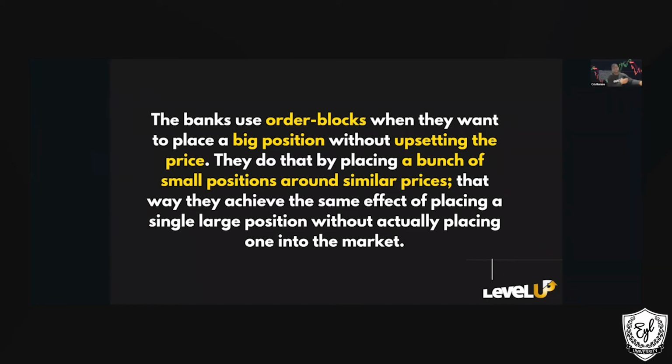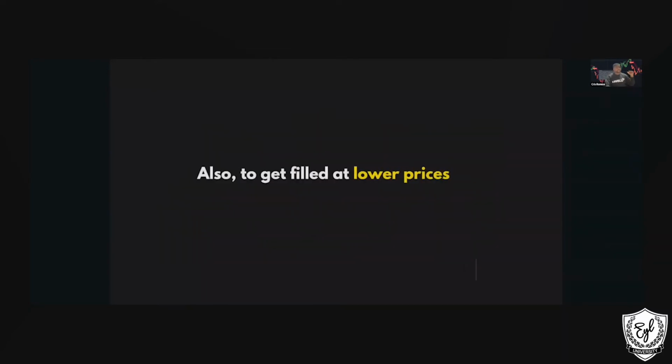If JP Morgan Chase puts $500 million in, it will definitely upset the price. That's not what they want to do. They want to put it into chunk sizes, and they will invest that money over time. Another reason why they do this is so that they can also get filled at lower prices. Banks are gangsters. They're the biggest gangsters on this planet. I'm telling you. They all come together, get this big money, but they already have levels planned for the entire year that they're going to be buying and selling.